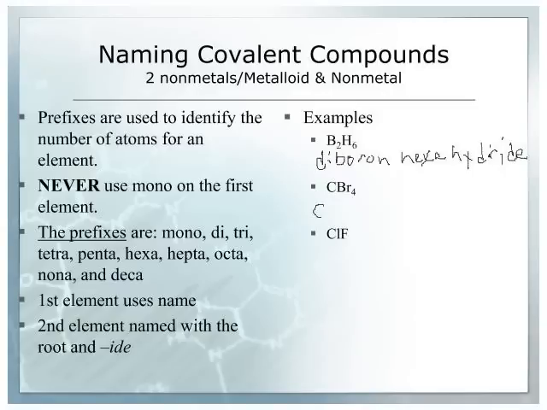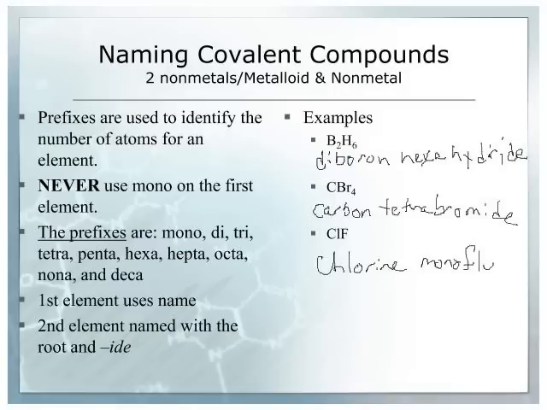Carbon is the first one, but it has one of them, so we don't use mono on the first one, so you have carbon. 4 is tetra. Now we've got bromine, but we're going to change it to bromide on the end. Cl is chlorine. There's just one fluorine, but we're going to write monofluoride.